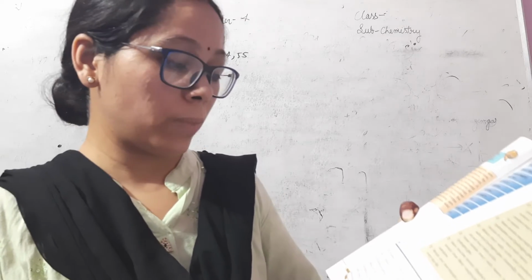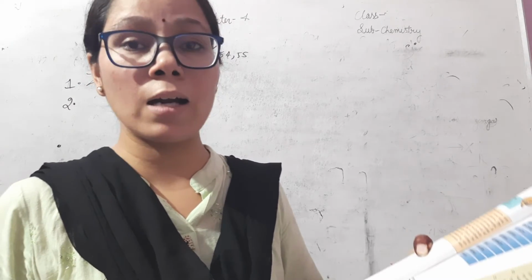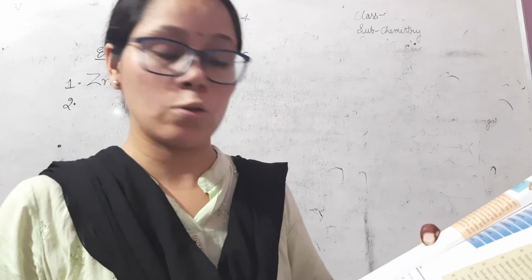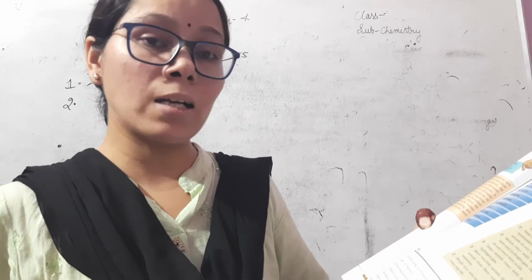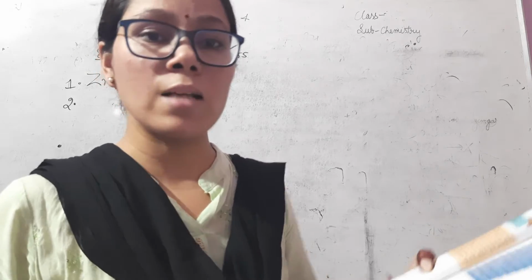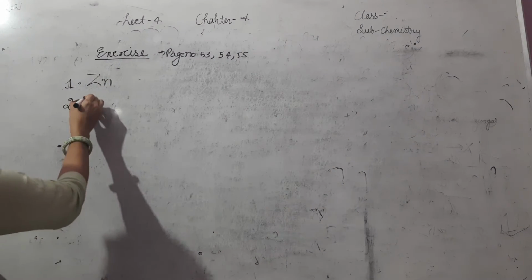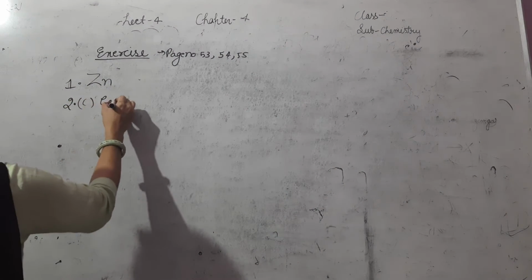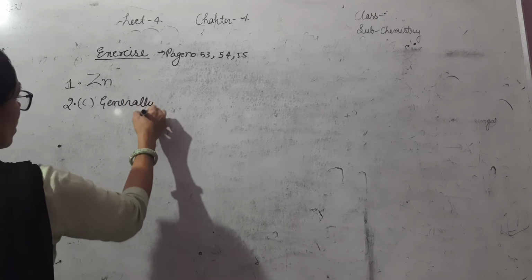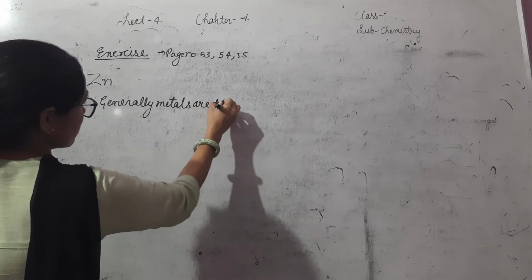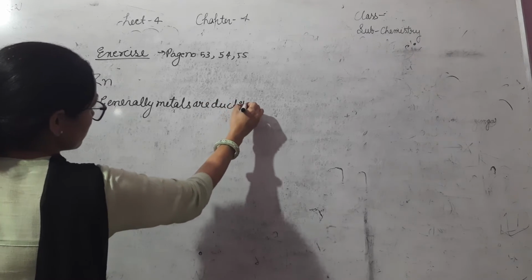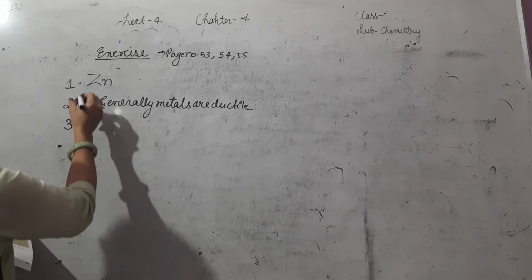So, this is wrong. Second, all non-metals are ductile. No, non-metals are not ductile. Third one, generally metals are ductile. Yes, generally metals are ductile. So, the answer is C. Generally, metals are ductile.